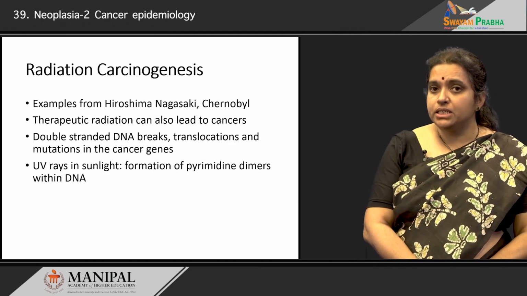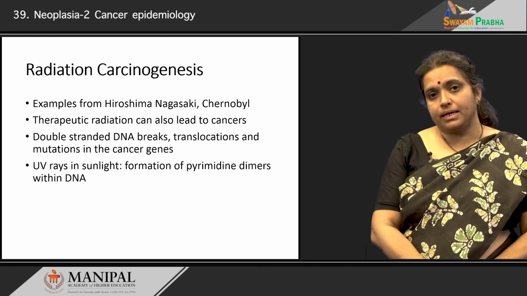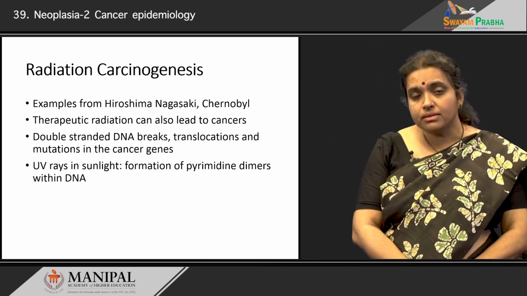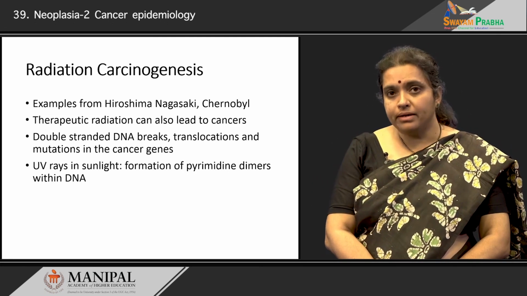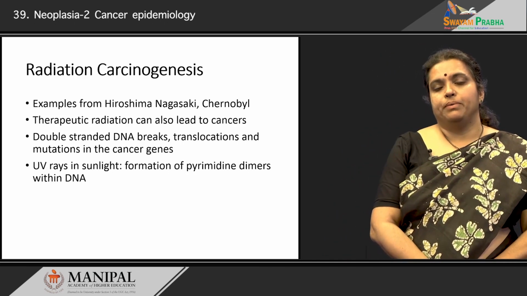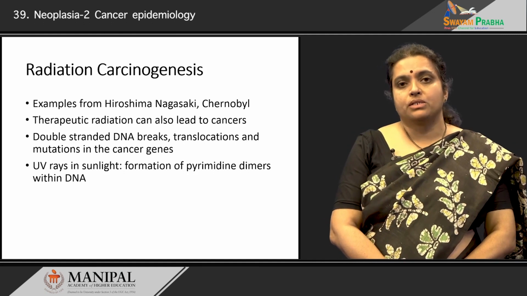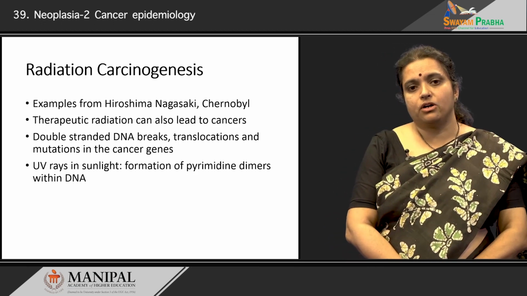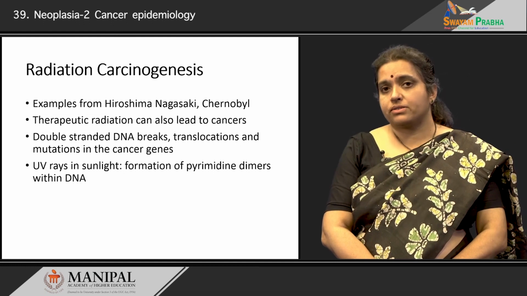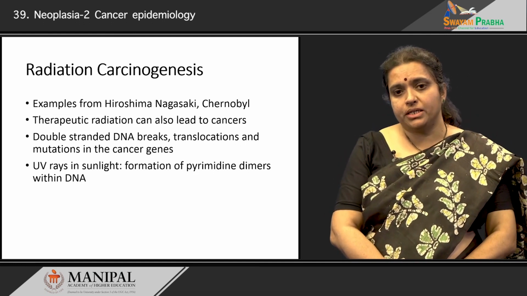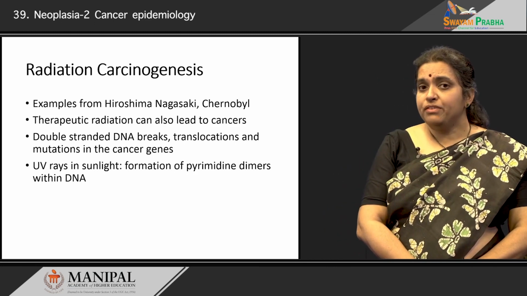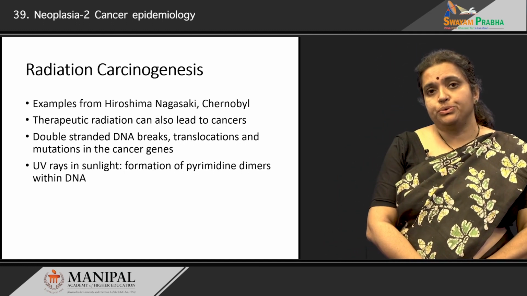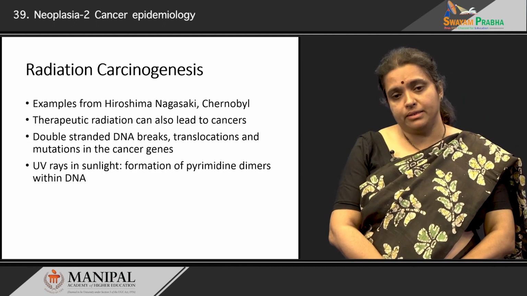People who receive radiation therapy are also known to develop certain cancers. Again, a therapeutic agent here, ironically becoming a carcinogenic agent. People who get radiation in the head and neck region, for instance, are known to develop carcinomas of the thyroid later on. Now, how does radiation cause cancer? It causes cancer because it can cause double-stranded DNA breaks, it can cause translocations, and it can cause mutations in the cancer genes. Now, you have UV rays in the sunlight which can cause various cancers, and that is due to the formation of pyrimidine dimers within the DNA.